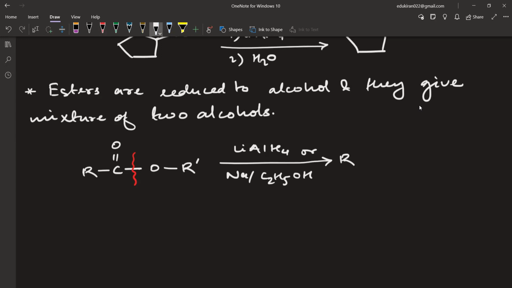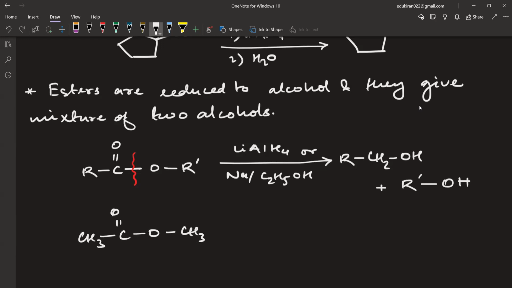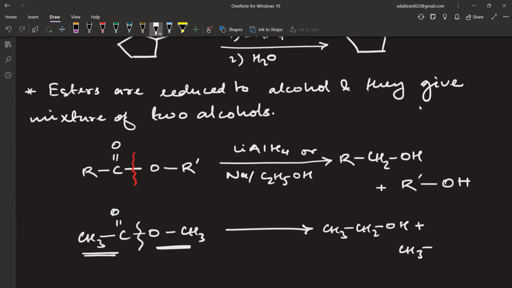Now what are you going to get from this R C double bond O group? You are going to get RCH2OH plus you will get R dash OH. Okay, so one alcohol you are getting from RCO, right? From the RCO, and the other alcohol you are getting from R dash. So for example, we have here CH3, C double bond O, OCH3. Now you will break the bond like this. Now how many carbons are here? CH3 and carbon. How many carbons are there? 2 carbons, right? So you'll get CH3CH2OH. And from this side you will get what? CH3OH, methanol. Rifat and Zaid समझ में आ रहा है? Please tell me. Yes. Yes, sir.